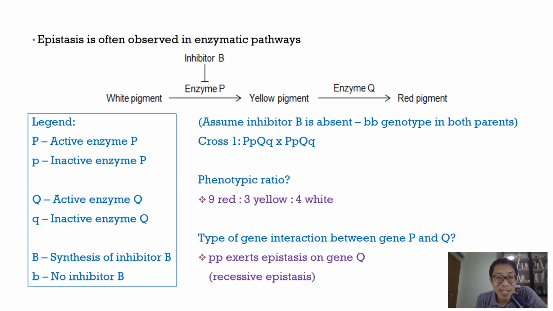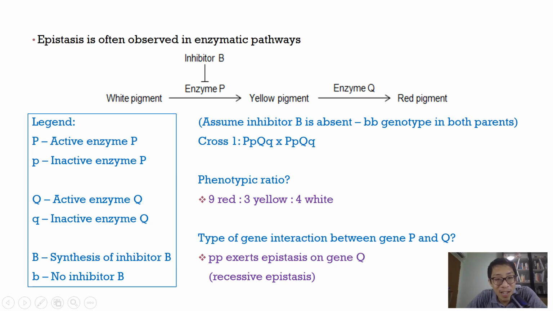Firstly, let's assume that our inhibitor B is not synthesized, so we don't consider the inhibitor. Assuming the inhibitor is absent, we just look at enzyme P and enzyme Q. So we have a double heterozygote parent crossing with another double heterozygote parent. What would be the phenotypic ratio for this cross? It would be 9:3:4 if you work it out, because the small p genotype would be epistatic over gene Q.